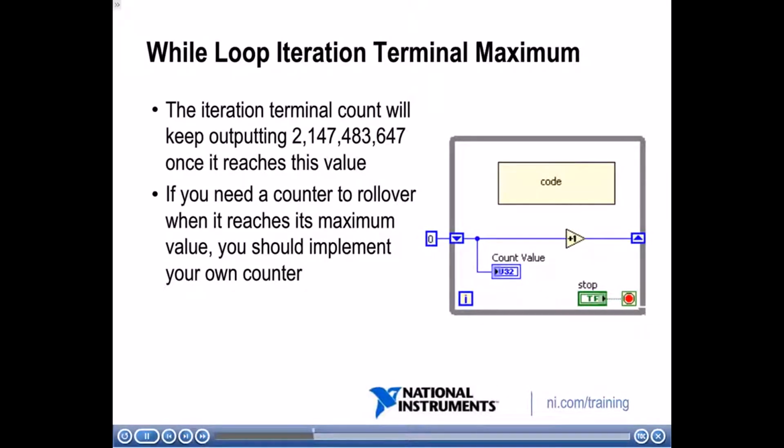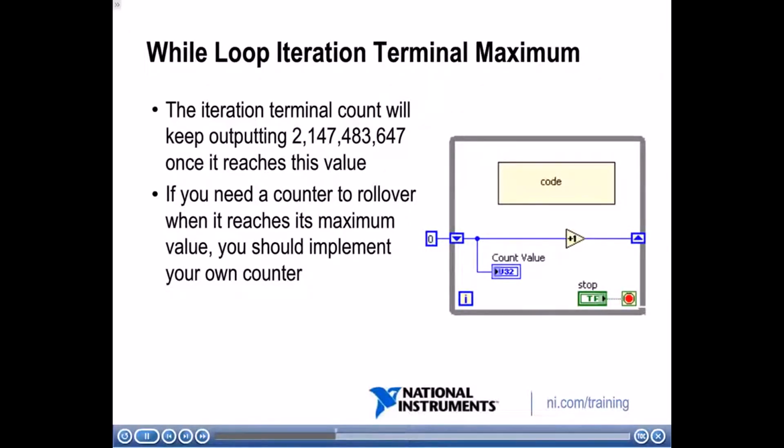Now when you're executing code in FPGA, because of the speeds of FPGA, you might have while loops that are going to reach that 2 billion count very quickly. And then if you're relying on that iteration terminal to roll over, you're not going to get that expected behavior. So if you need that counter to roll over, then you need to implement that logic yourself.